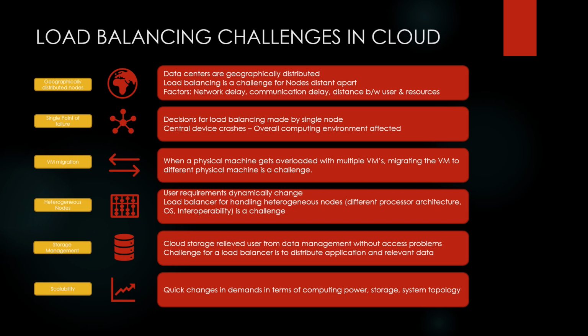The third biggest challenge is in VM migration, especially when a physical machine gets overloaded. How do we migrate the virtual machine to a different physical machine? The fourth challenge is going to be the heterogeneous nodes. A heterogeneous node means a node which can host virtual machines of different parameters. For example, it could be a processor architecture or an operating system. So this is one of the biggest challenges for a load balancer. And talking about storage management, we all know that the cloud storage has relieved users from the data management and accessibility problems. But the challenge for a load balancer is to distribute the application and its relevant data accordingly. And finally, talking about scalability, a load balancer should adapt to quick changes in demands in terms of computing power, storage, and system topology, which is going to be a challenge.